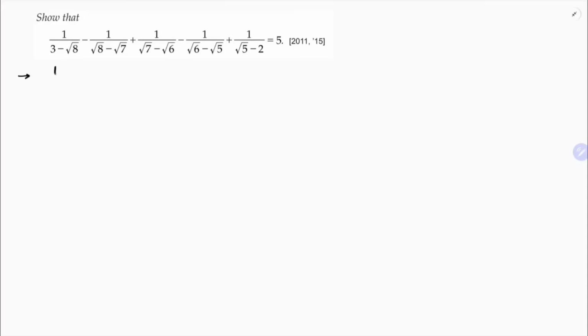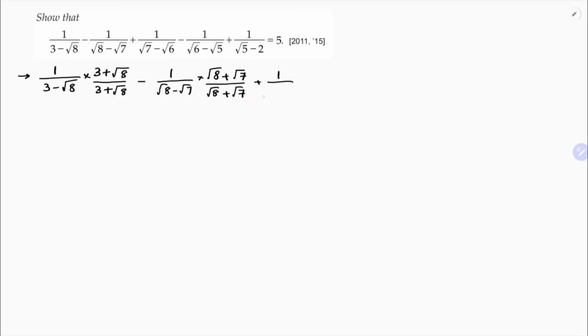So 1 by 3 minus root 8. The rationalizing factor is 3 plus root 8, so multiply and divide by 3 plus root 8. Next, minus the second term, 1 by root 8 minus root 7. Here the rationalizing factor will be root 8 plus root 7, so multiply and divide by root 8 plus root 7.